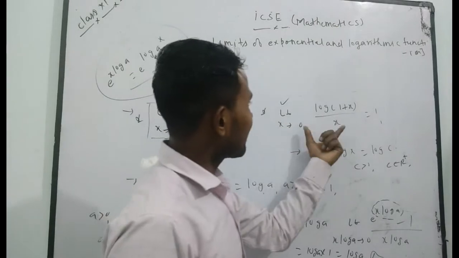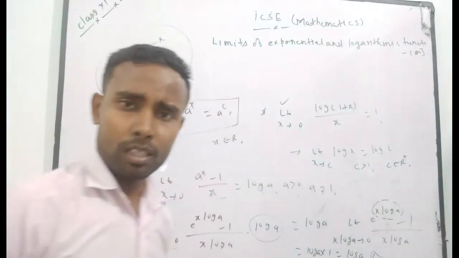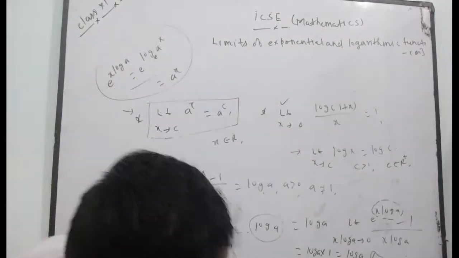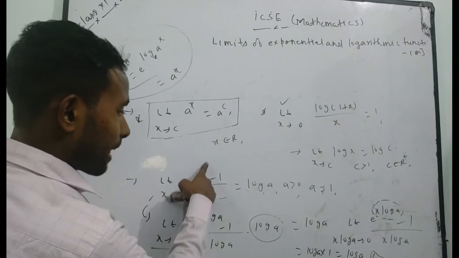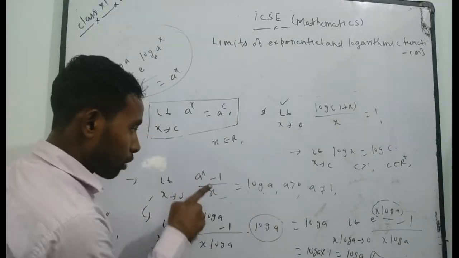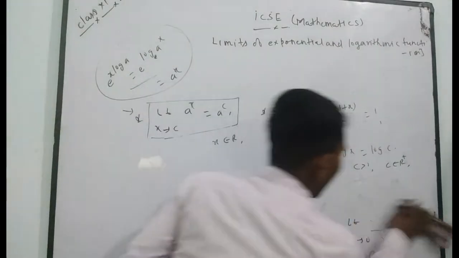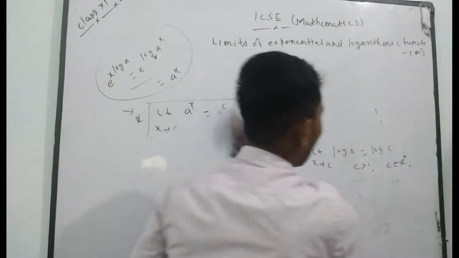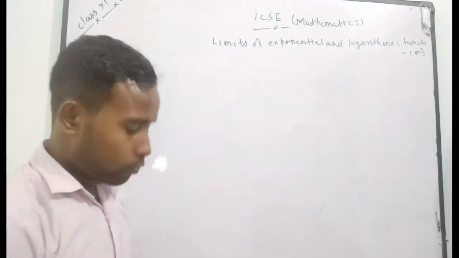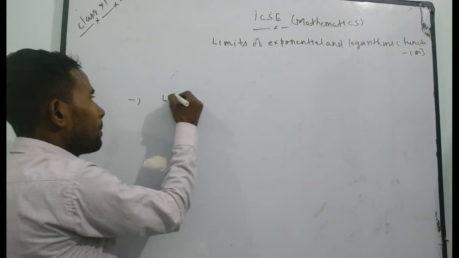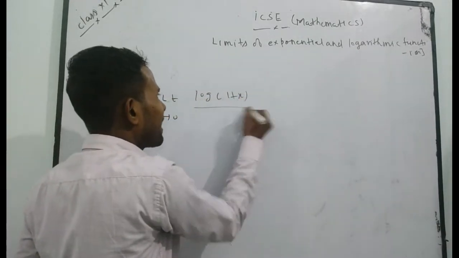Next, I want to again discuss log(1 plus x) divided by x when x approaches 0. This is your important formula. Remember this formula, (a to the power x minus 1) divided by x; you also have to remember there is a negative sign. Now I want to take the next formula for you, which is very, very important, with proof. The limit as x tends to 0 of log(1 plus x) divided by x is equal to 1.